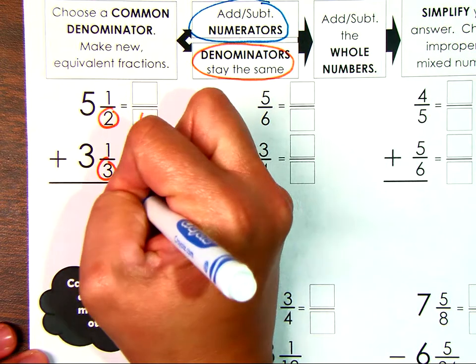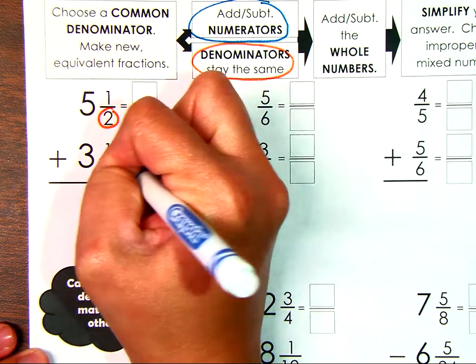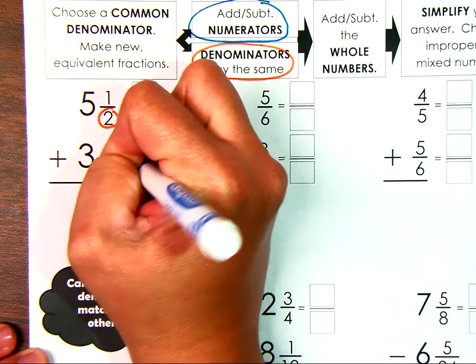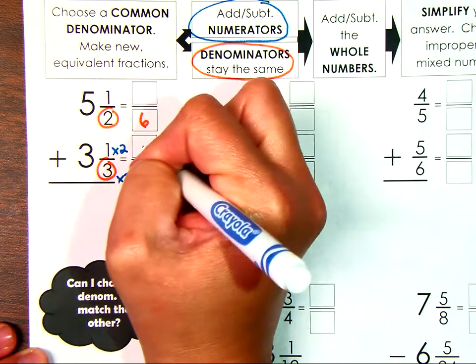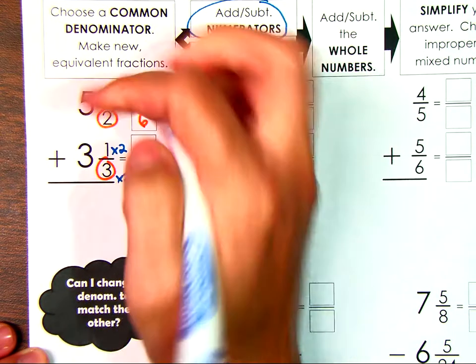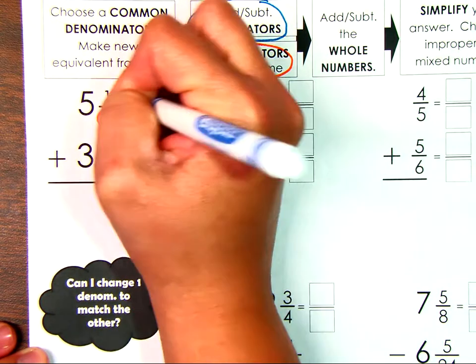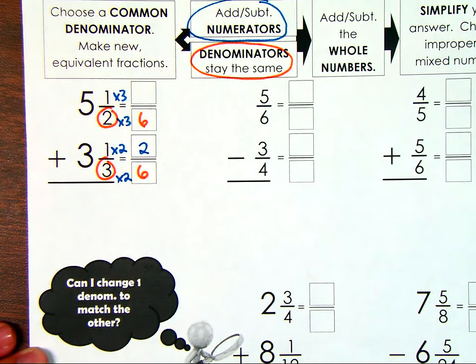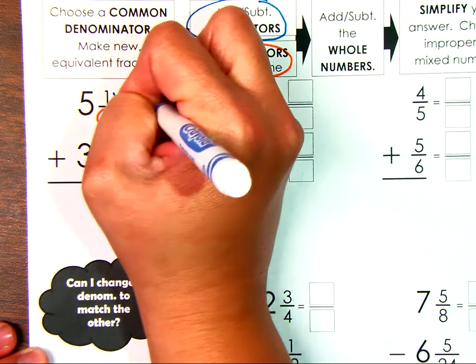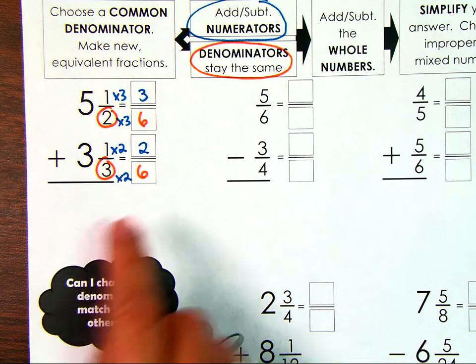So 3 times 2. So what I do to the denominator, I'm going to do to the numerator right there. 1 times 2 is 2. 2 times 3 is 6. So that's my scale factor, and I'm multiplying up there. 1 times 3 is 3. So I chose my common denominator, and this one was 6.